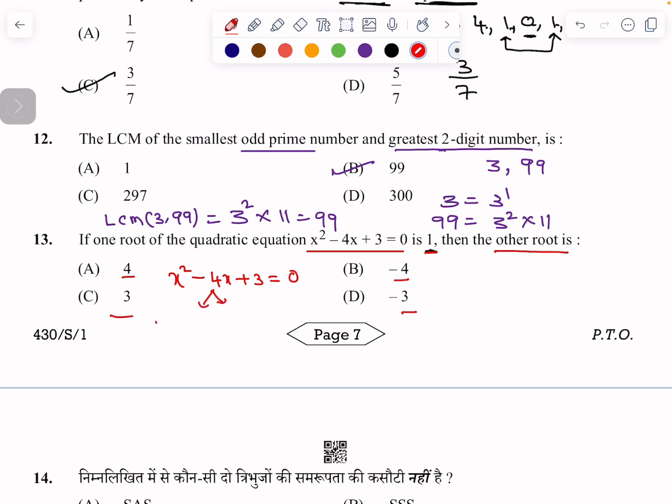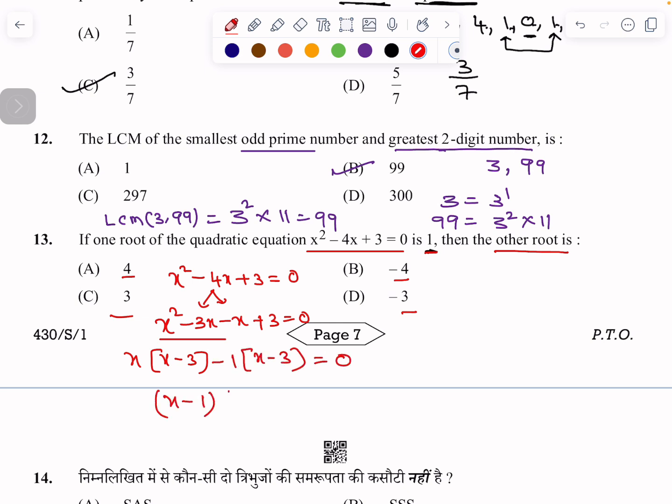Okay, so if you multiply the two numbers, you have to get 3, and if you add the two numbers, you have to get -4. So what are the two numbers? -3 and -1. Okay, so x square minus 3x minus x plus 3 equal to 0. From the first two terms you take x as common, and from the next two terms you take -1 as common. Okay, so (x minus 1)(x minus 3) equal to 0.